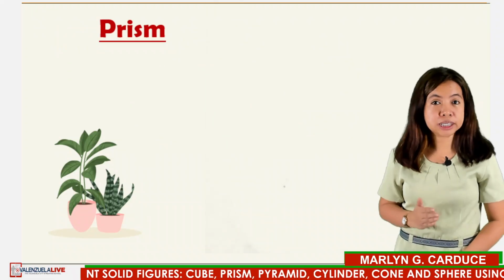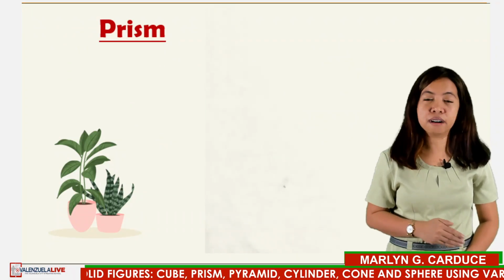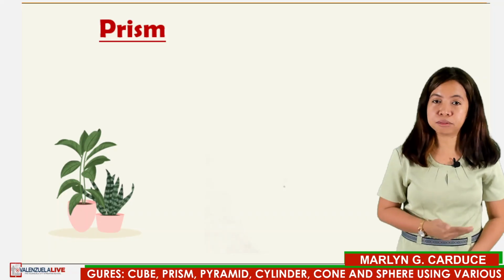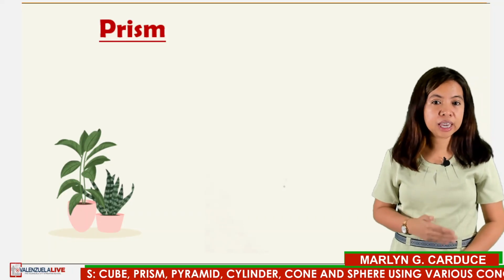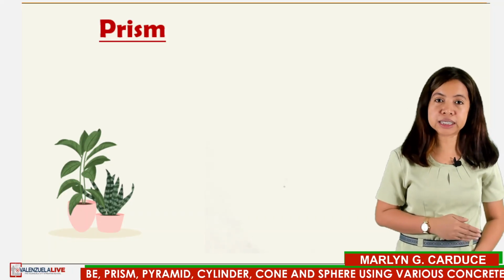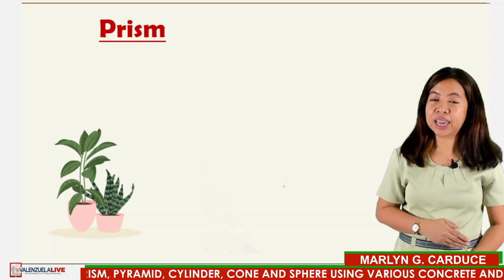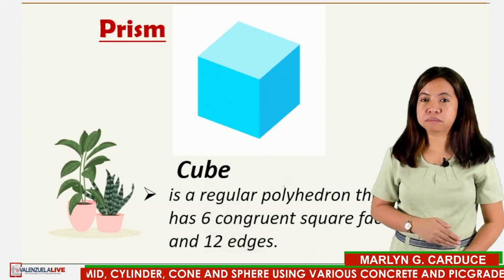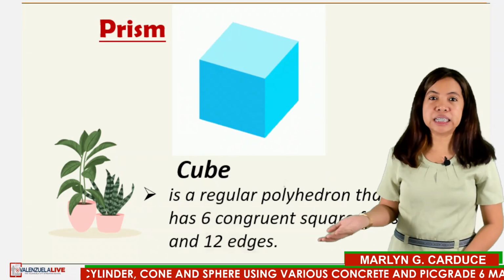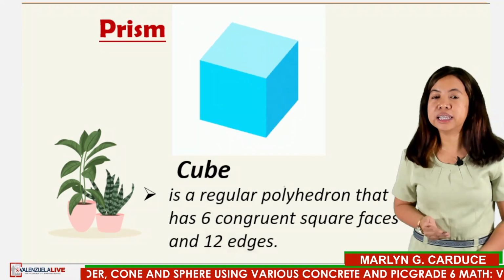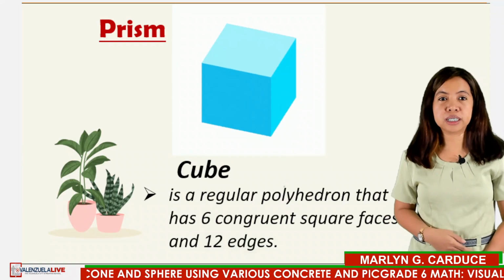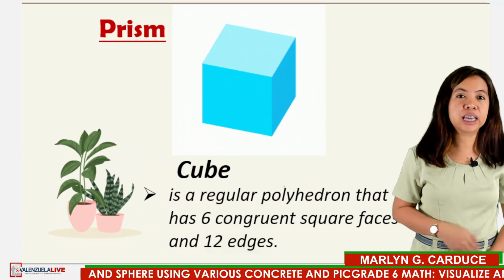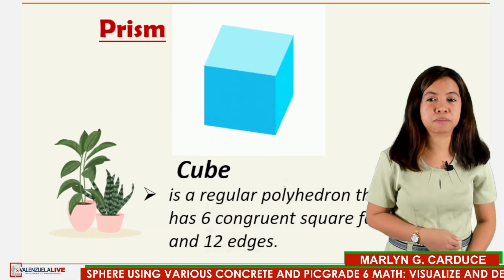There is also a prism whose faces are regular polygonal regions, meaning to say it has congruent faces and edges. And that is a cube. So a cube is a regular polyhedron that has 6 congruent square faces and 12 edges.